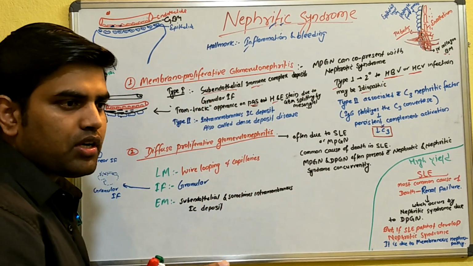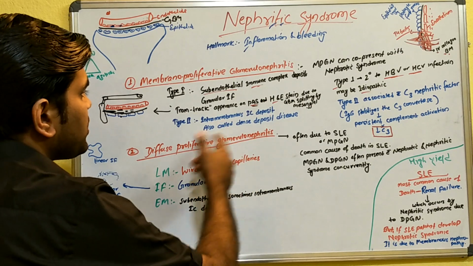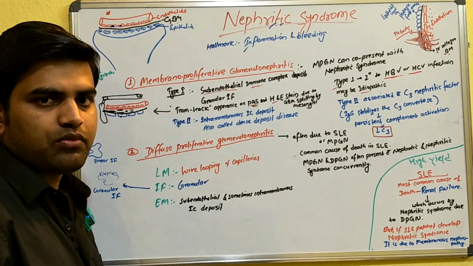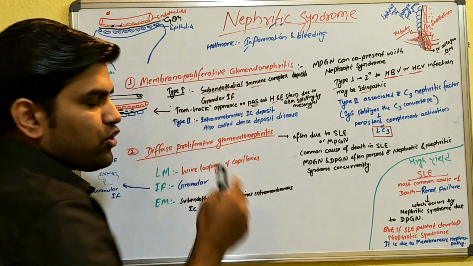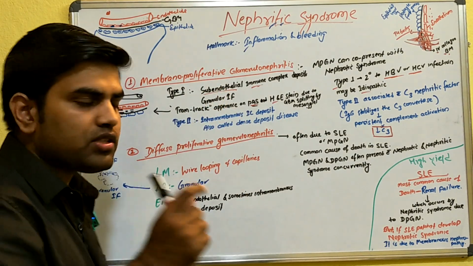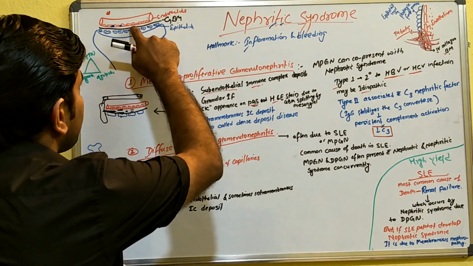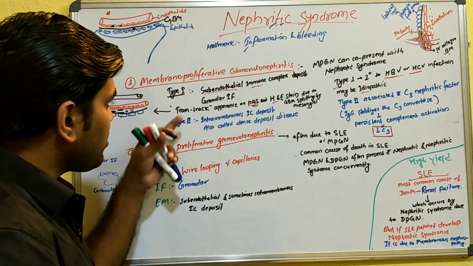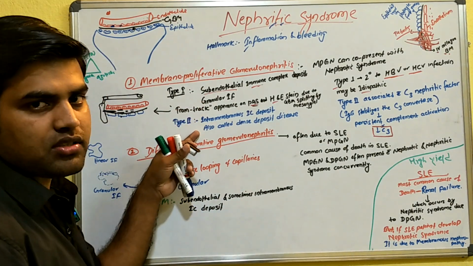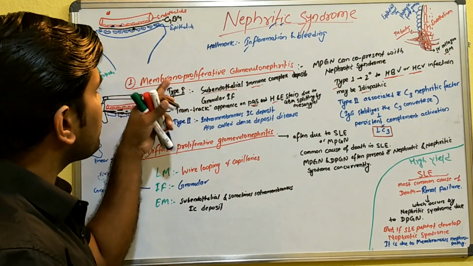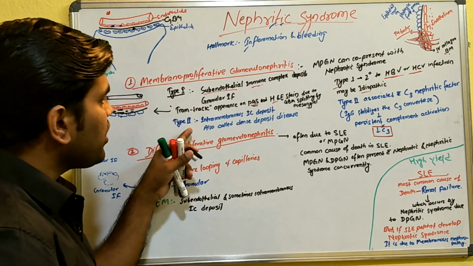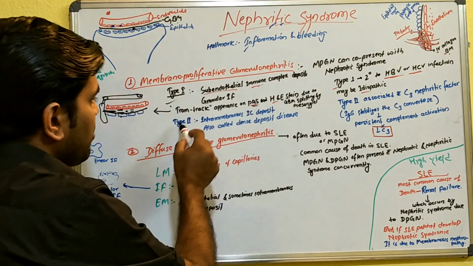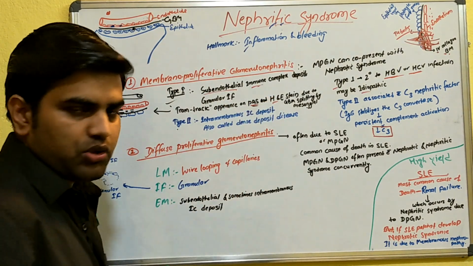Okay, then in particular, how can we differentiate? We can differentiate with the help of other features. If immunofluorescence is the same, suppose in acute post-streptococcal glomerulonephritis, there was a subepithelial hump. Here was the hump. So that was different from subendothelial or intramembranous deposits. Membranoproliferative is different from subepithelial; it has subendothelial or intramembranous deposits. Type 1 has subendothelial deposition, type 2 has intramembranous deposition.